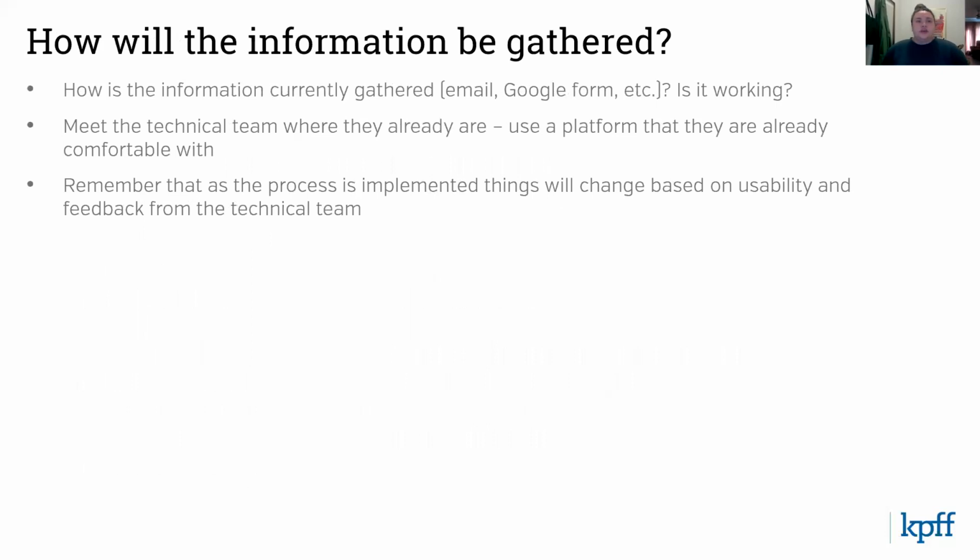The next question I asked is, how will the information be gathered? The first thing I like to look at is, how is the information currently gathered? Even if that's not necessarily a process, even just when you are gathering information for a proposal and you need information from a project manager, are you emailing them? Are you walking over to their desk? Do you have some type of Google form that you use to send to them? There's obviously a multitude of ways that we could be gathering this information.